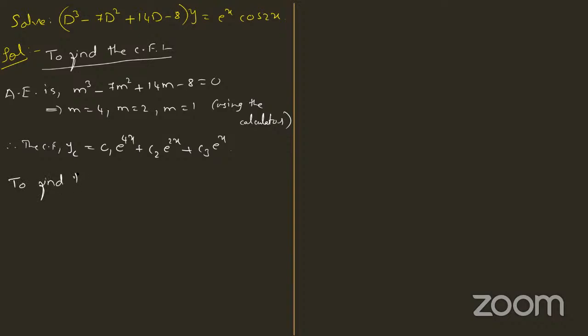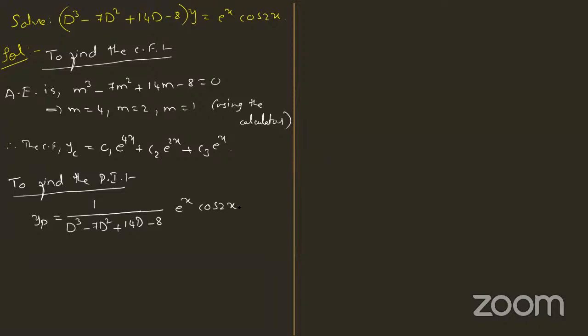To find the particular integral, yp is equal to 1 divided by, I'm writing the whole function as it is, d cube minus 7d square plus 14d minus 8, all this operating on e power x into cos 2x.